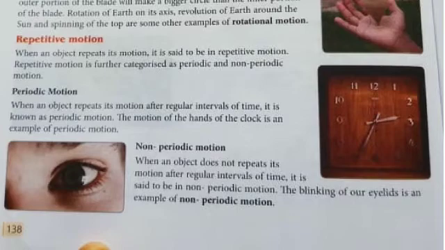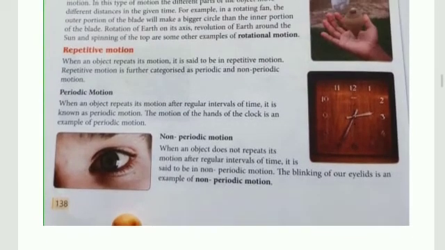Non-periodic motion means it is repetitive but not under a regular interval of time. When an object does not repeat its motion after a regular interval of time, it is said to be non-periodic motion. Third is repetitive motion, categorized under two, periodic motion and non-periodic motion. Best example of non-periodic motion is blinking of our eyes, or blinking of our eyelid. Means it is repeating, but not under a regular interval of time. Okay, this is the third type.